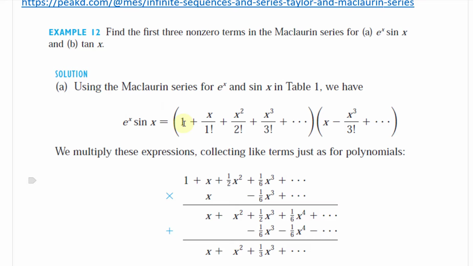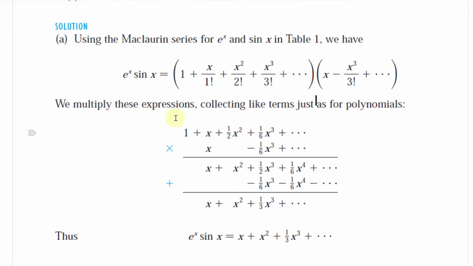So e to the x, we already solved earlier in my earlier video. And then sine of x is this power series. So we can multiply these together. We multiply these expressions, collecting like terms, just as for polynomials. So here's this series multiplied by this one. They just lined up the screenshot from my calculus book, because it's typed out, as opposed to my handwritten ones in the link there. What they've done here is multiply each term. You just FOIL it out just as you would with polynomials.